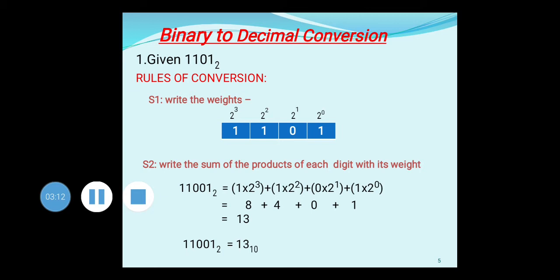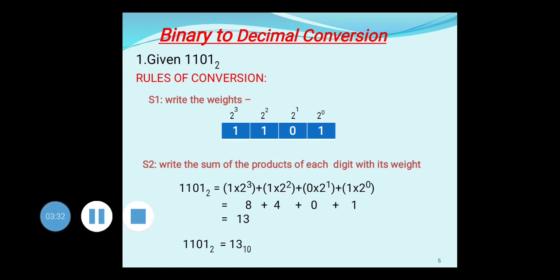So the binary number 1101, its decimal number is 13. Here I have made a mistake while writing the number. It is 1101. Here two zeros are seen, but it is 1101. So the decimal number you got is 13 for binary number 1101.